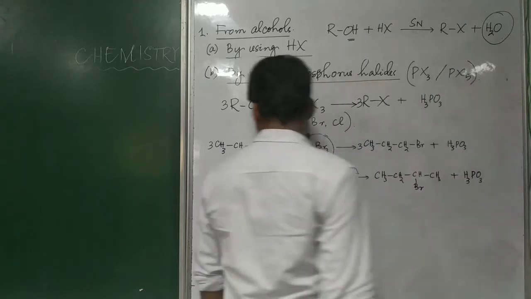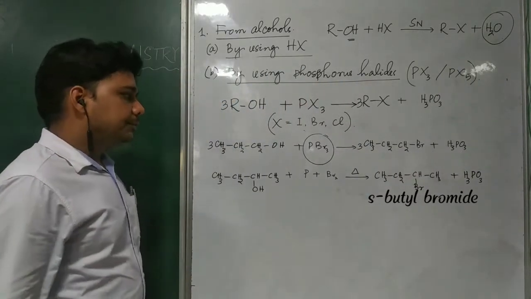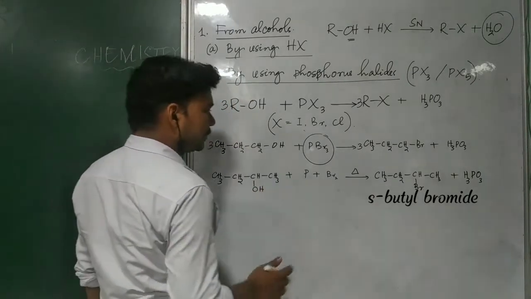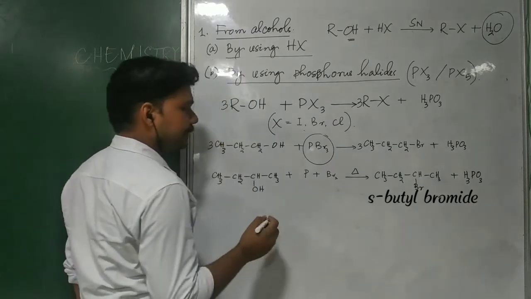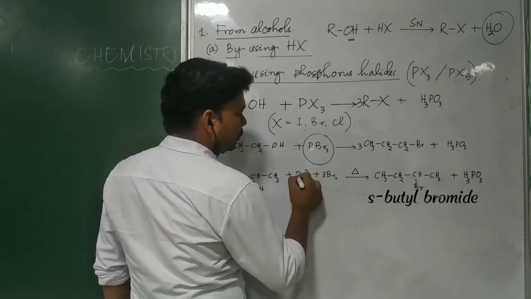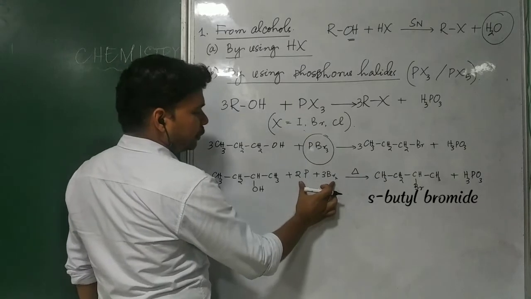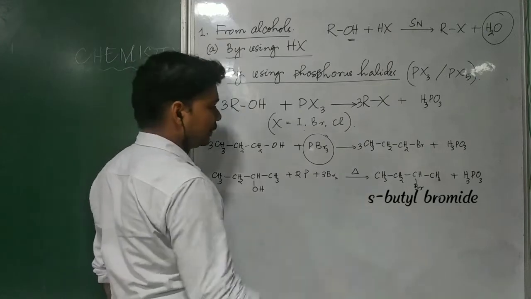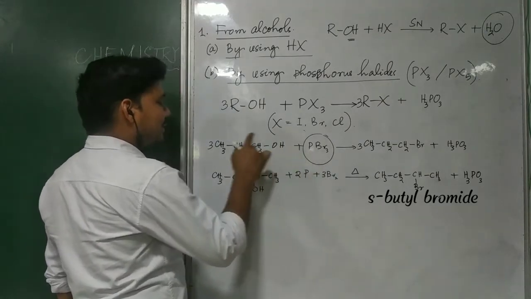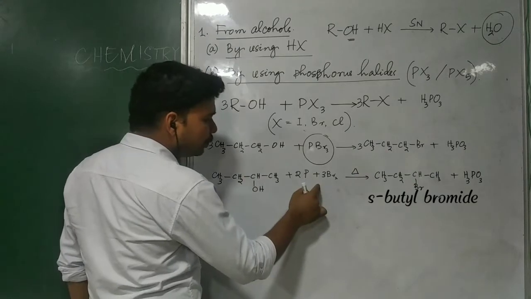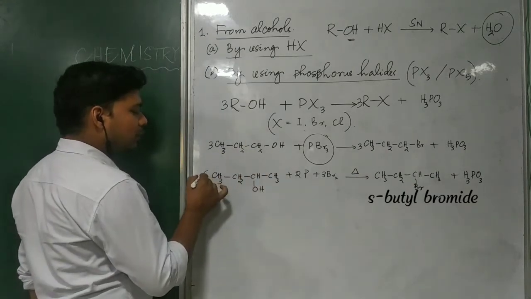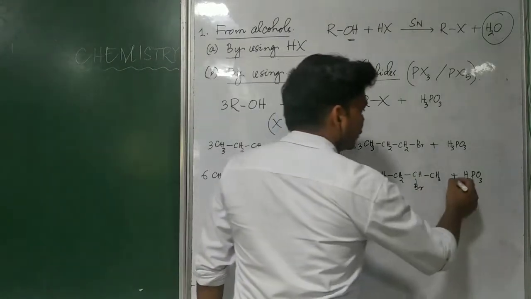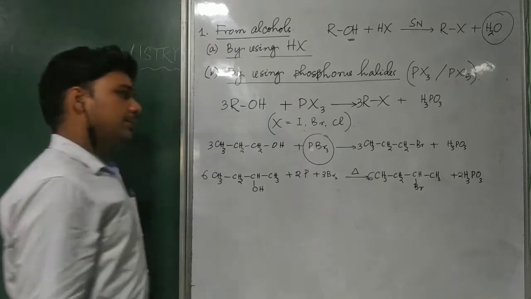This is your alcohol molecule, and we are taking the mixture of red phosphorus and bromine. Just to balance this equation, I need to multiply certain coefficients here. The mixture of 2P and 3Br2 will form 2PBr3 molecules. 1 PBr3 reacts with 3 alcohols, so here 2 PBr3 will react with 6 alcohol molecules. As a result, 6 alkyl bromide and 2 H3PO3 molecules will be formed.